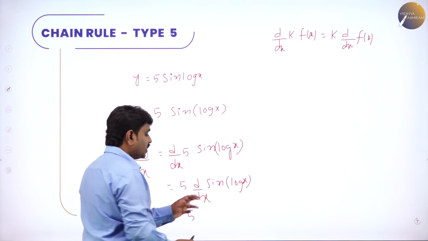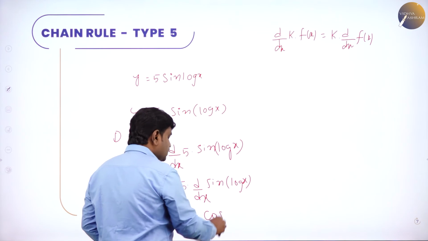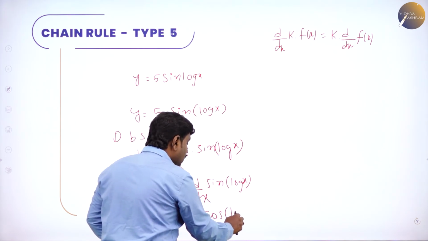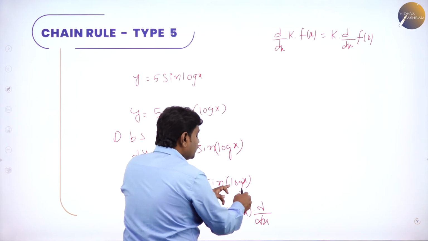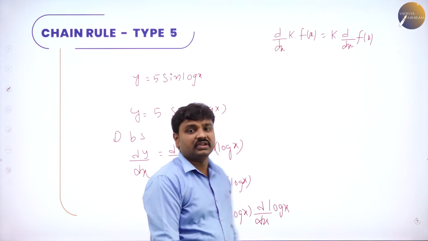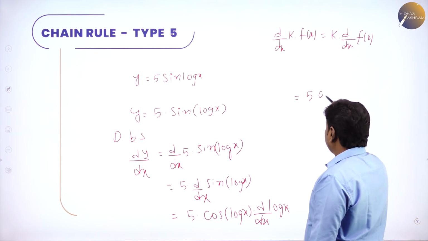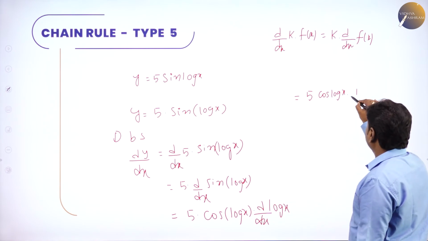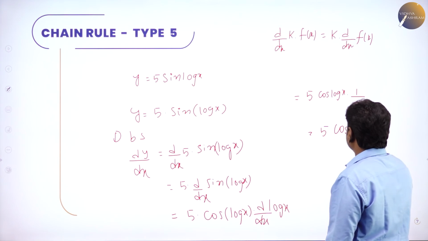All of you know the derivative of sine is cos. If it is sine x, I will write cos x, but it is sine of log x. So the derivative of sine of log x is cos of log x into d by dx of the internal function. So inside sine we have log x, into d by dx of log x. Further simplify this, you will get 5 cos log x into d by dx of log x, which is 1 by x. So the final answer is 5 cos log x by x.